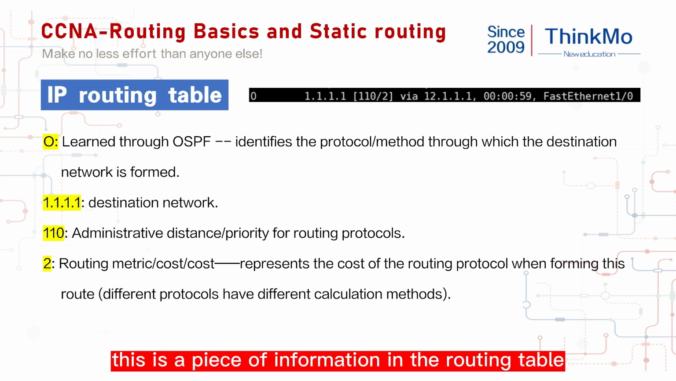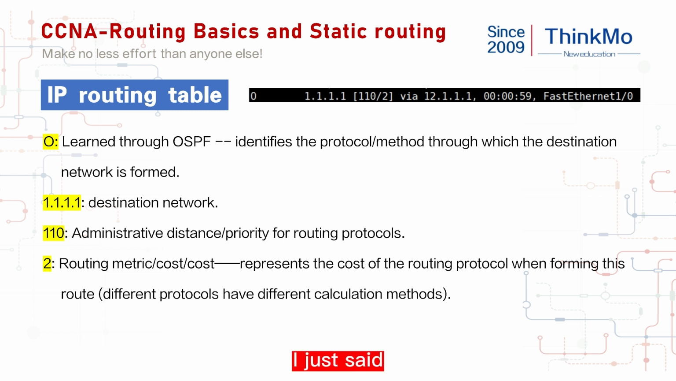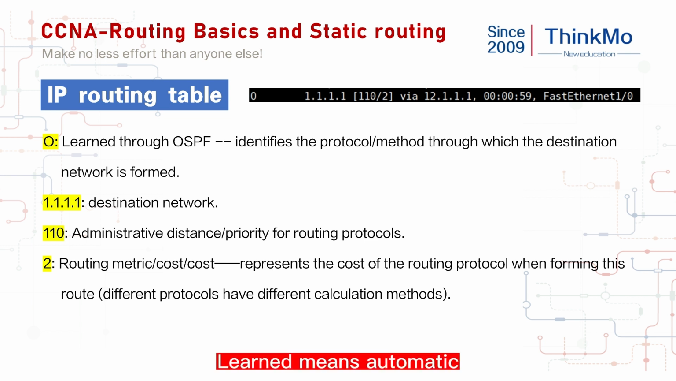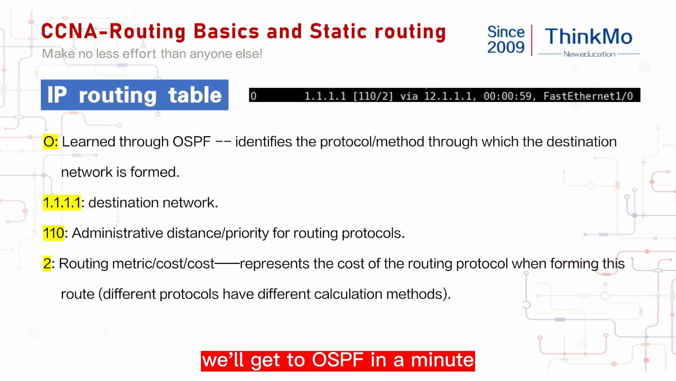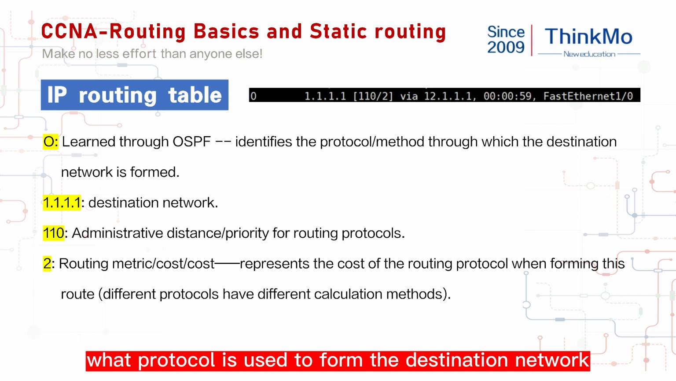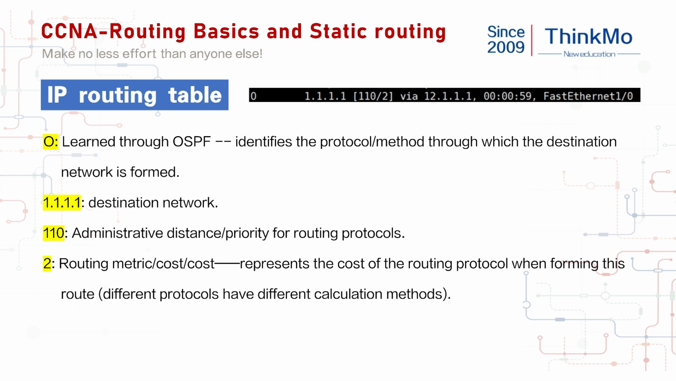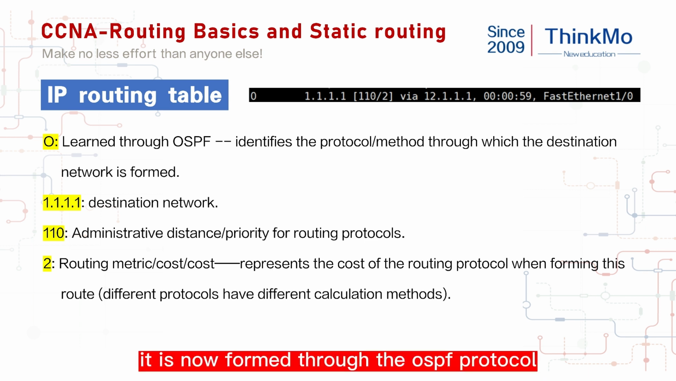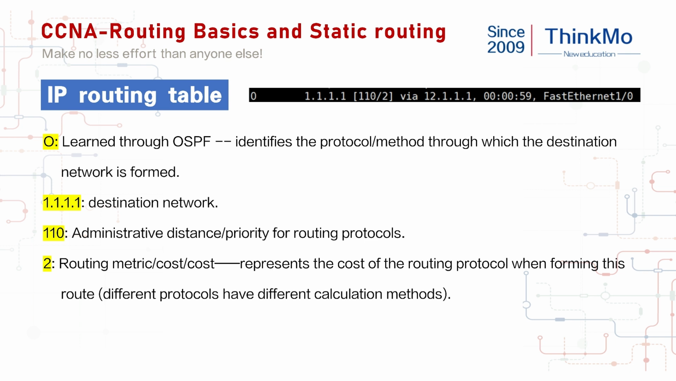This is a piece of information in the routing table. I just said, this O stands for OSPF. This data is learned through OSPF. Learned means automatic. We'll get to OSPF in a minute. It is a dynamic routing protocol. Now this position of O is used to identify what protocol is used to form the destination network, or how the destination network is formed. It is now formed through the OSPF protocol. Okay, I annotate it. This is O.